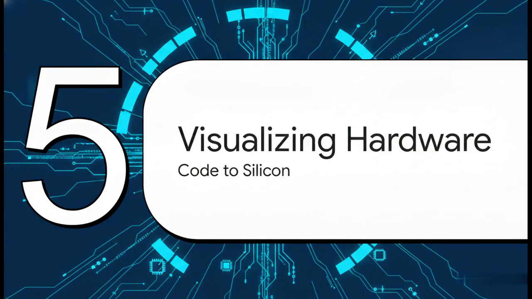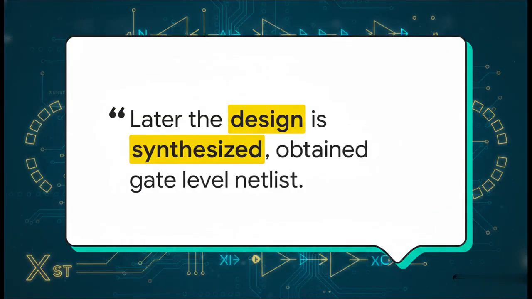And finally, part 5, visualizing the hardware, taking this from code to silicon. This is where we get to see how a software test becomes a real physical architecture. Our source material simply states, quote, "later the design is synthesized, obtained gate-level netlist." But synthesis is where the magic truly happens. The XST software takes our behavioral Verilog code, those simple if statements we talked about earlier, and translates them into a gate-level netlist. You can think of a netlist as the master blueprint. It specifies exactly which physical logic gates and wires are required to build our clock on a physical microchip.